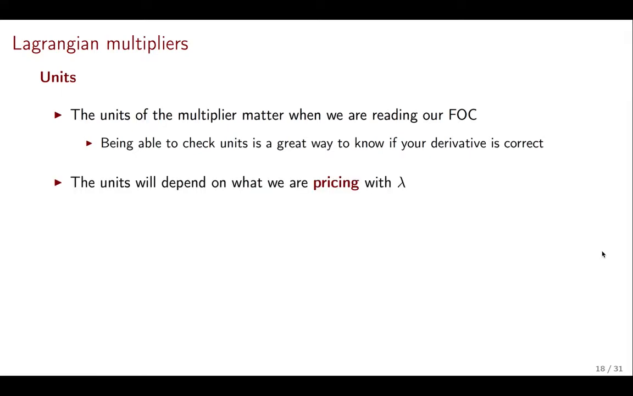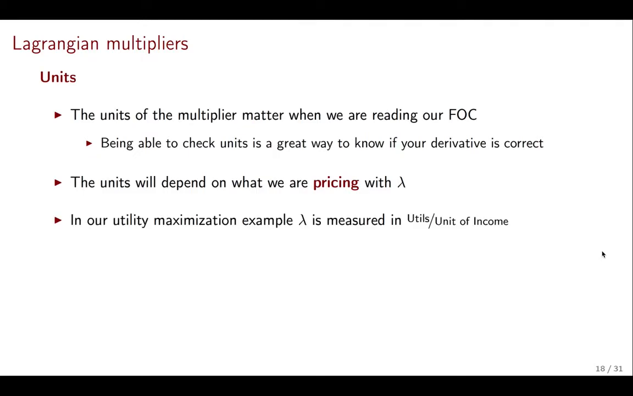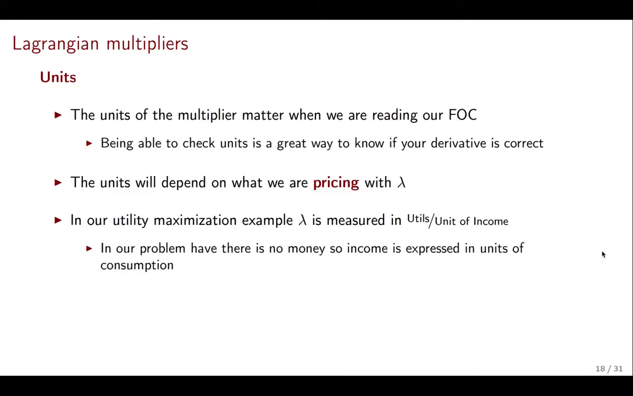Well, the units are of course going to depend on what we're pricing with lambda. In our utility maximization example, lambda is going to be measured in utils because that's your payoff. Your payoff is in utils per unit of income. This should make sense. If lambda is the price we give to additional income, well, it's asking us how much do we value additional income. The value is given by utils. So lambda is measuring utils per unit of income.